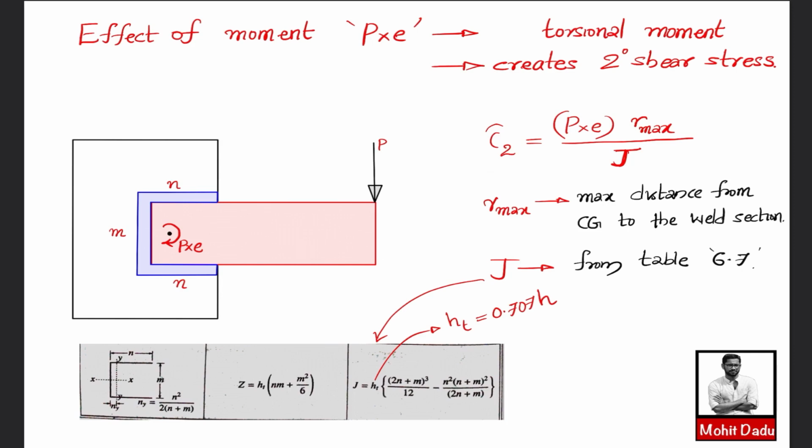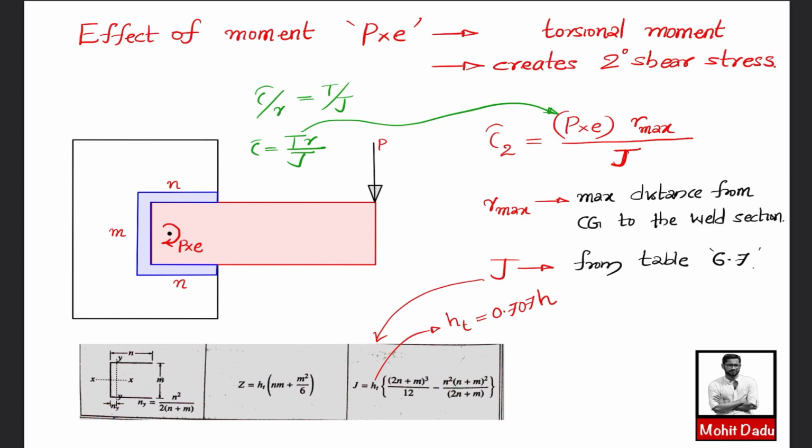and for its magnitude, this general equation is not given in the data book. They are giving only the equations of a specific case, and we will be seeing that. This general equation you should know, and it comes from the basic torsion equation, where tau by r equal to T by J, so that tau equal to T into R divided by J. Here the torque, or the torsional moment, is actually this P into E, and for R you have to take the R max, that is the maximum distance from CG to the weld section.